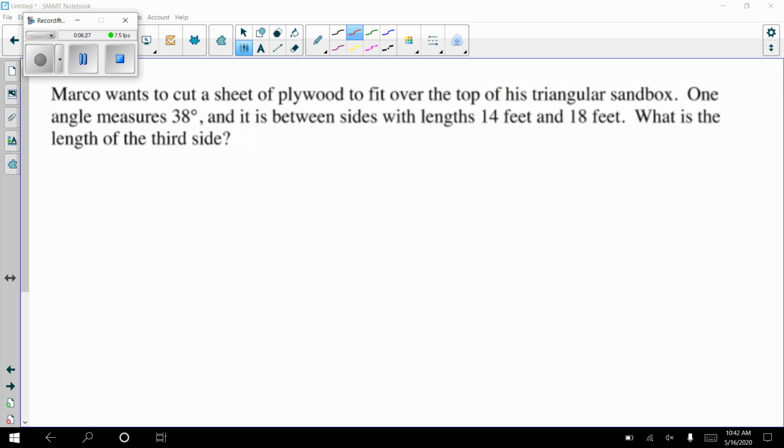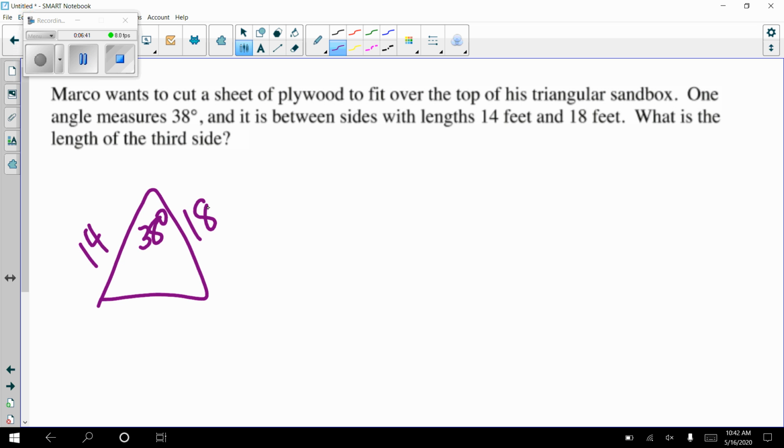Marco wants to cut a sheet of plywood to fit over the top of his triangular sandbox. So let's just draw his triangular sandbox here. One angle measures 38 degrees. Okay, I'll put that there. And it is between two sides with length 14 and 18. What is the length of the third side? So we need to find this.